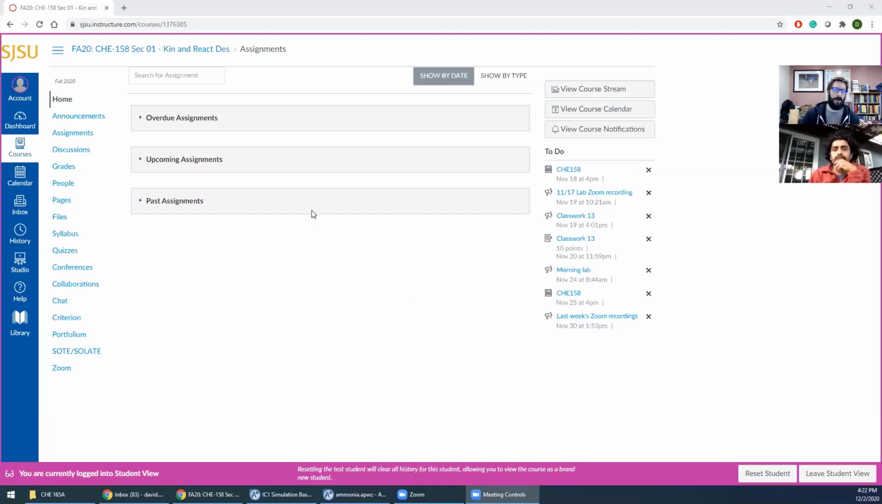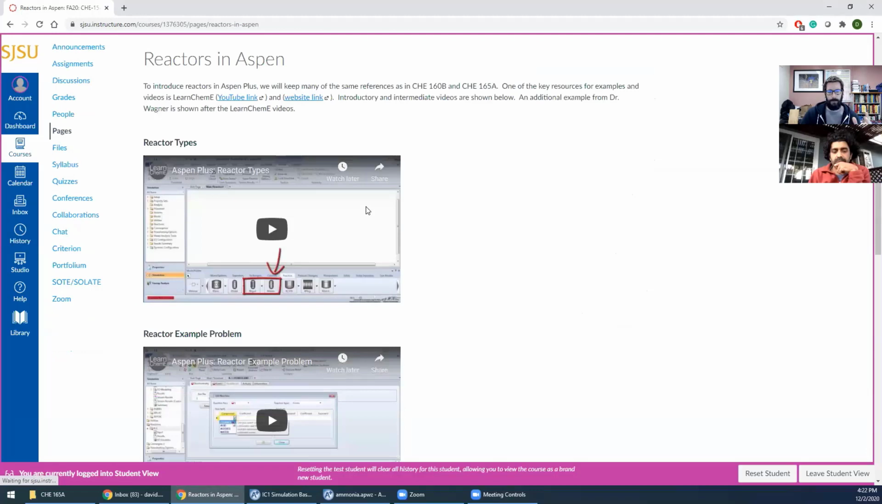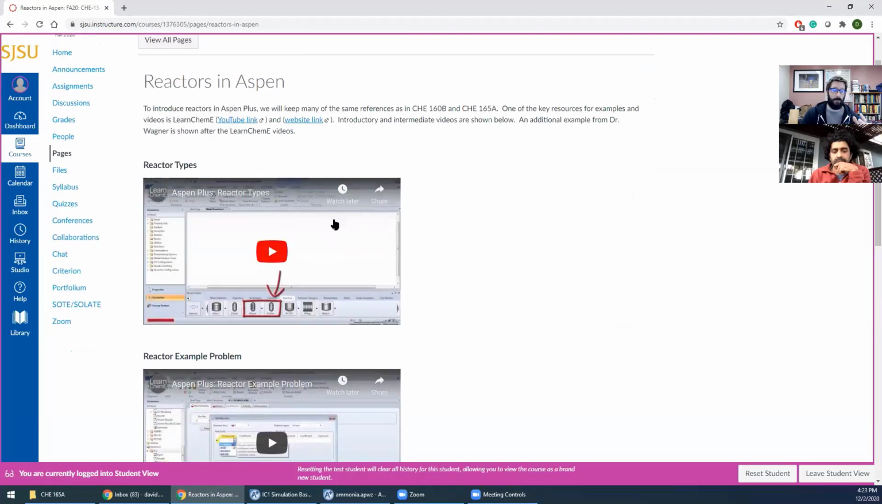So this is what I see from the student view in Canvas. The page I'm talking about is over here. Click Pages, and it's the only one, Reactors and Aspen. So a lot of this stuff is a little familiar. The first 3 videos are from Learn Chemie.